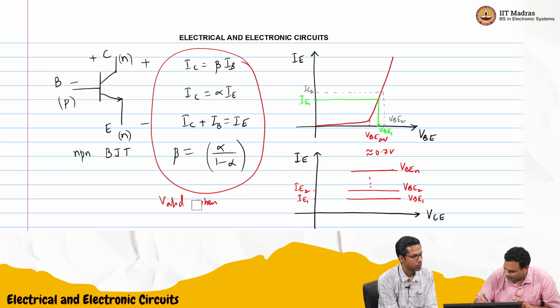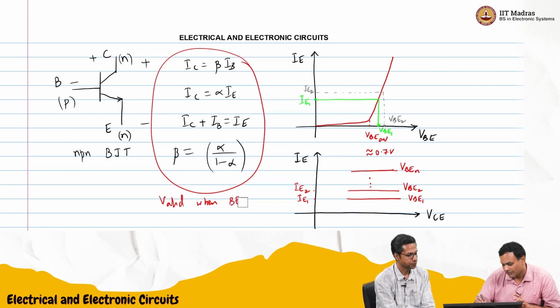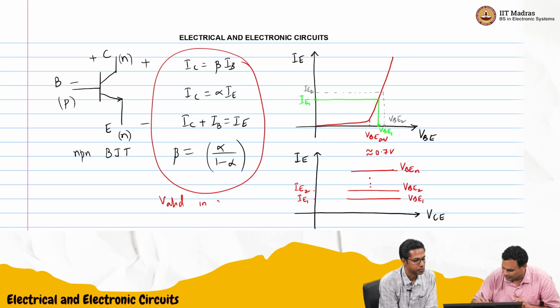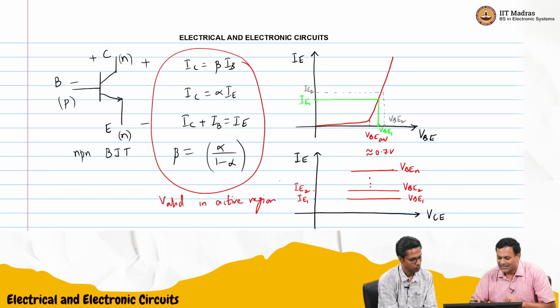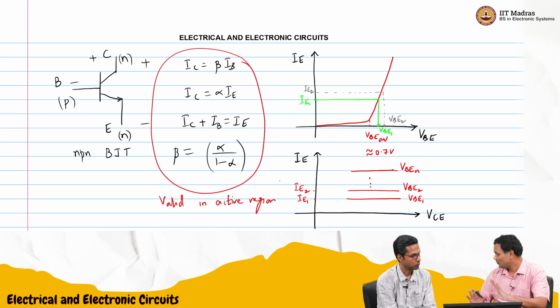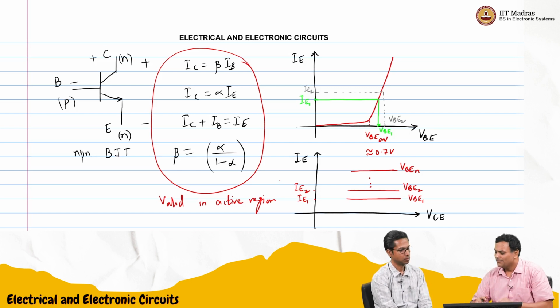So these equations are valid in the active region, which is this flat region. Now if you reduce VCE, at some point in time, the collector base junction will become forward biased. At that point, it will no longer be like this. We don't want to use it there also. So we will just see.